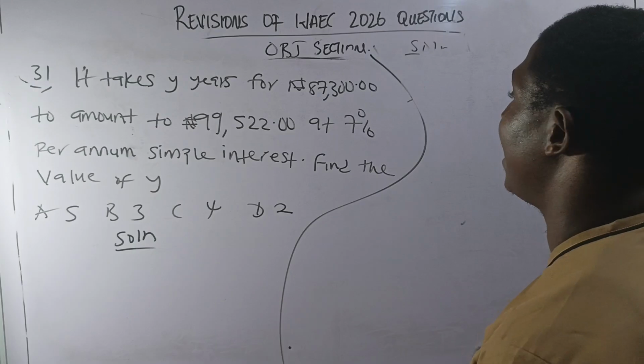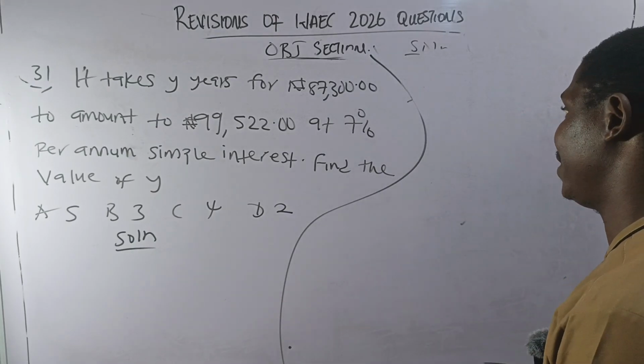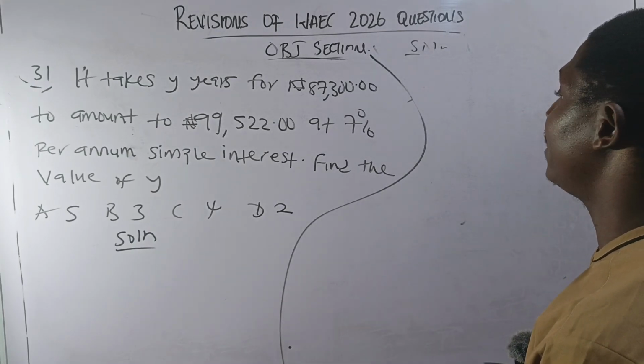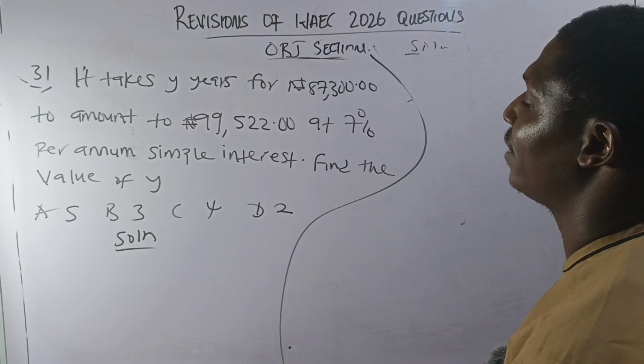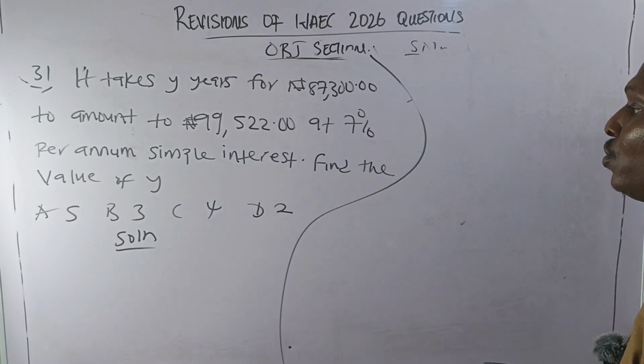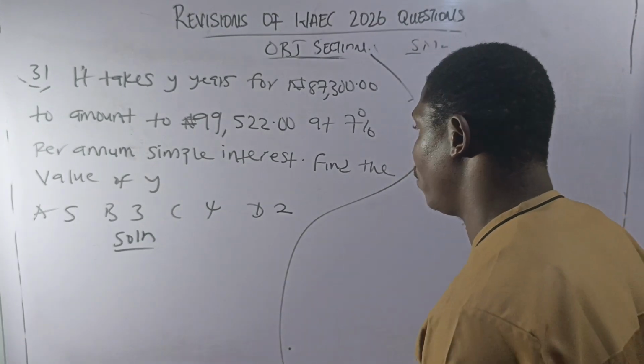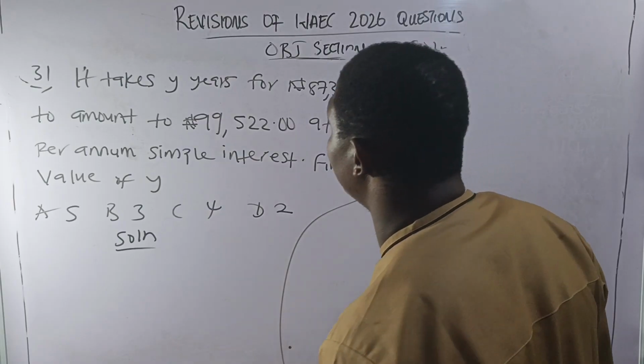Question 31 says, it takes Y years for 87,300 naira to amount to 99,522 naira at 7% per annual simple interest. It says, find the value of Y. And these are the options 5, 3, 4, 2, corresponding to A, B, C, and D.